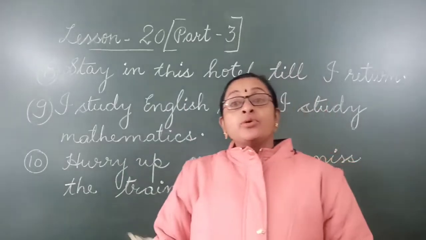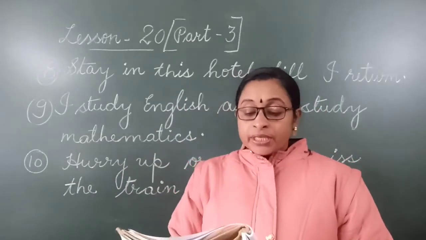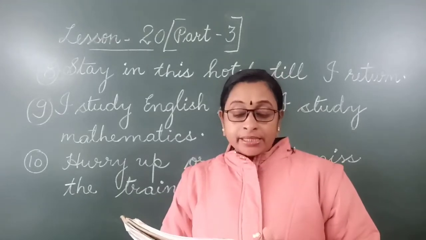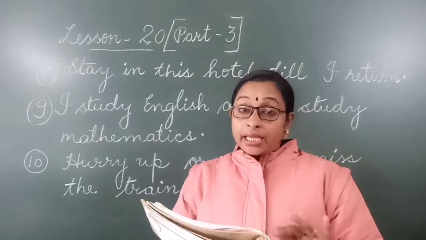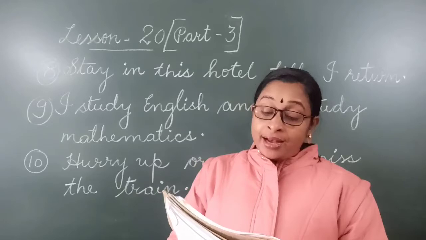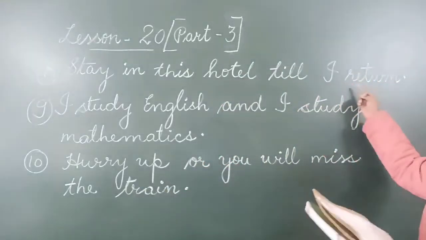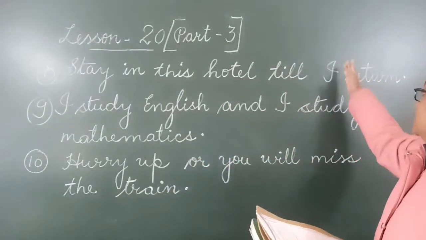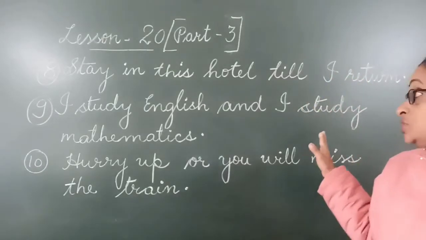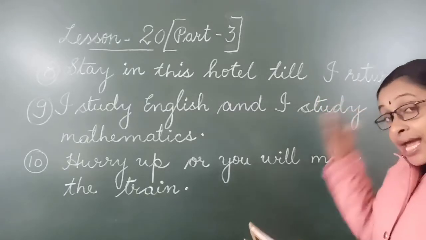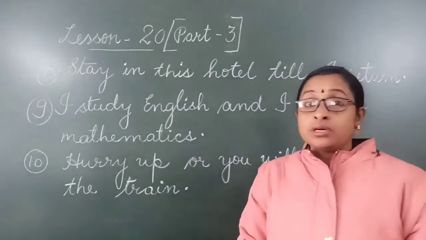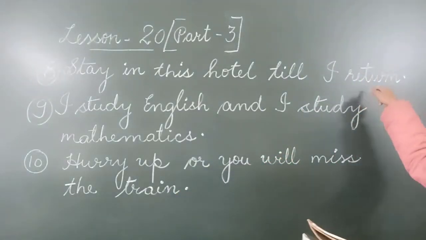So now we are going to write 8, 9 and 10. Yes children, number 8. Stay in this hotel, I will return. When you are writing the answer, after I, you remove that future tense. Stay in this hotel till I return. Not till I will return. There is no word will here. That we have to change. Like that only we speak. Till I return. Okay, clear?